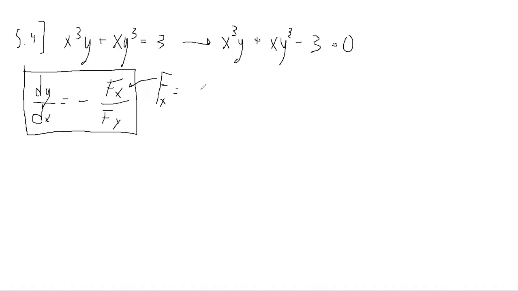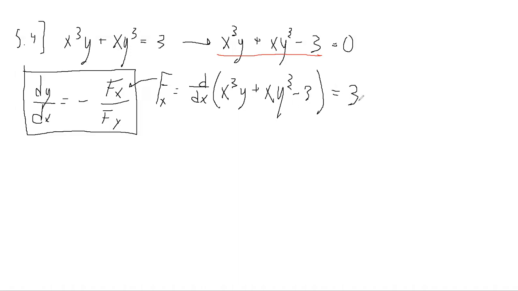All right, so f of x, all you're doing right here is just taking the derivative with respect to x of the equation that we just solved right above us. So it's going to be x cubed y plus x y cubed minus 3. What's the derivative of this equation with respect to x? It will be 3x squared y plus y cubed, and that will be 0 because it's a constant.